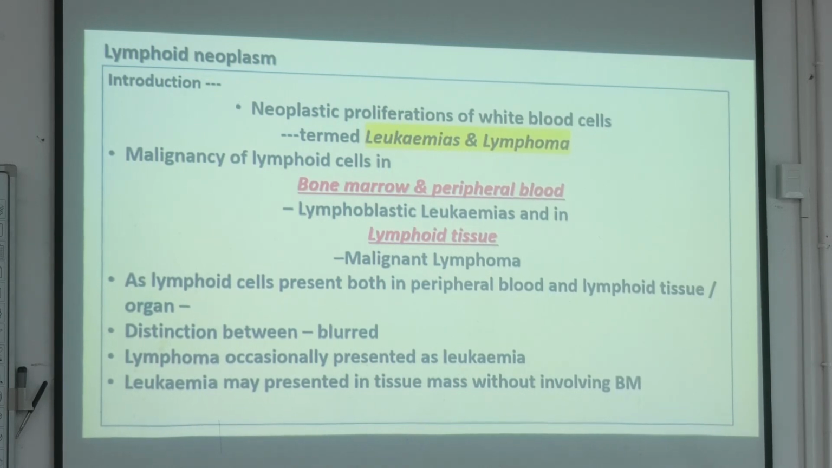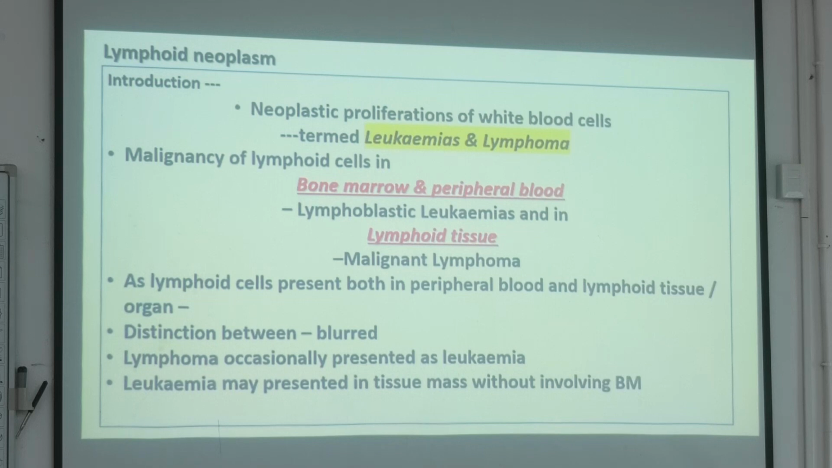Sometimes leukemia, which originates from the peripheral blood and bone marrow, can be present in tissue without proliferation in that area. On the contrary, lymphoma, which is present in the lymph node and tissue, can be present in the peripheral blood or bone marrow without involving that area. So this differentiation between leukemia and lymphoma is a blood matter.